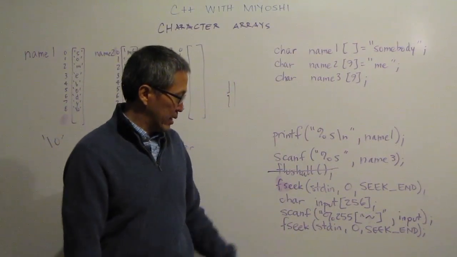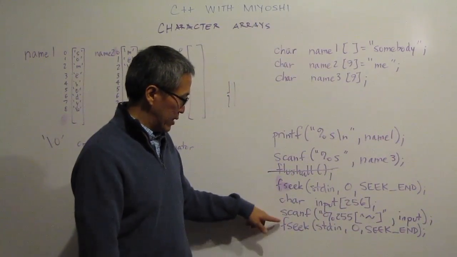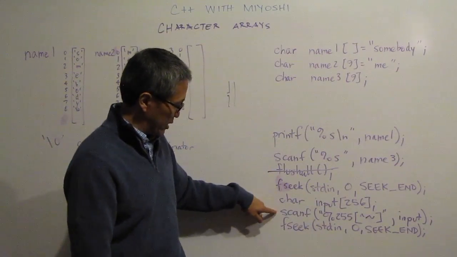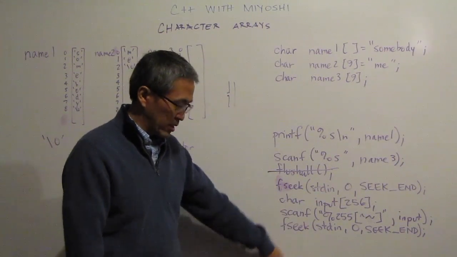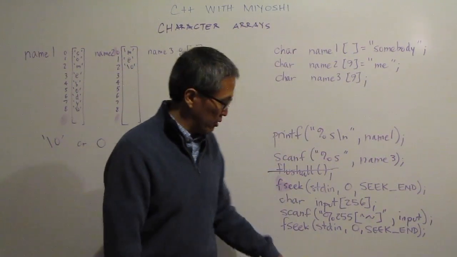Again, this fseek, it really is necessary for the one after that. The next scan we're going to do, in this case, this fseek is necessary for this scanf, and then this fseek is necessary for the next scanf, and so forth and so on, to clear out the buffer.